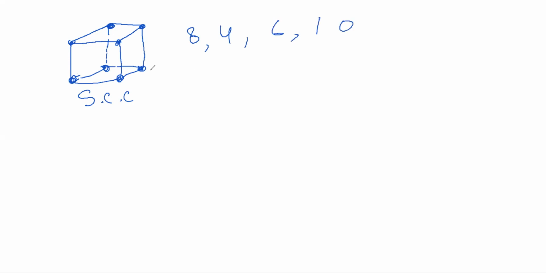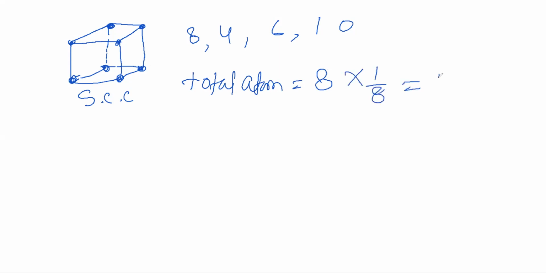As we see that at the corners, sharing is 1/8. So total atoms here will be, there are 8 atoms, 1, 2, 3, 4, 5, 6, 7, 8, and their sharing is 1/8. So this becomes total 1 atom in this simple cubic lattice, or simple lattice cell.